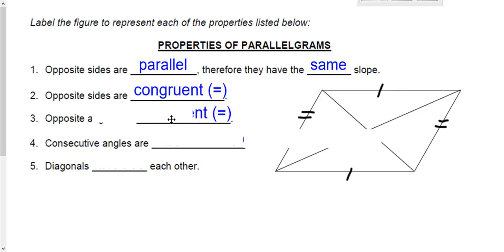Opposite angles are congruent. Now I've got the diagonals drawn in here, but if I looked at this angle right here, this whole angle, not chopped in two pieces, this one would equal the one opposite, this one over here. They would have the same measures. And this one here would have the same measure as its opposite angle over here.